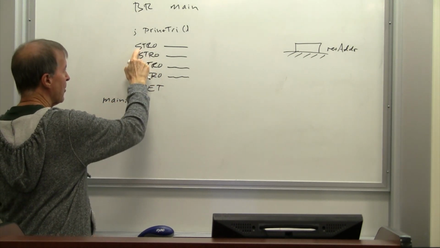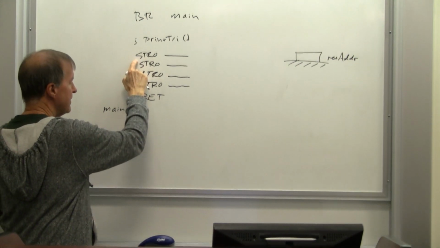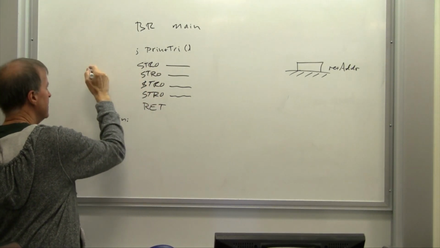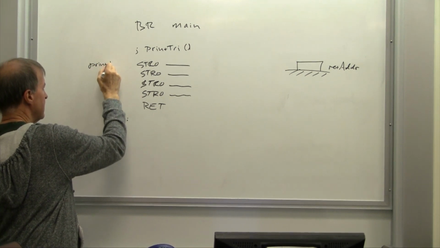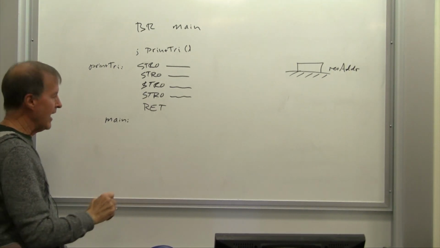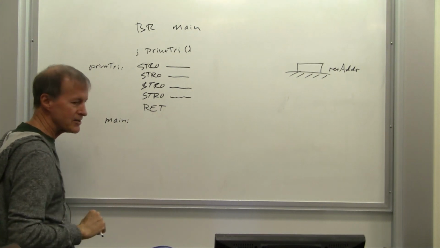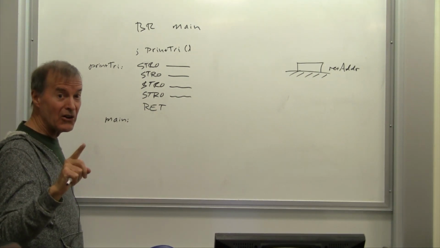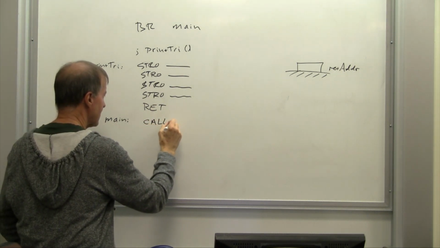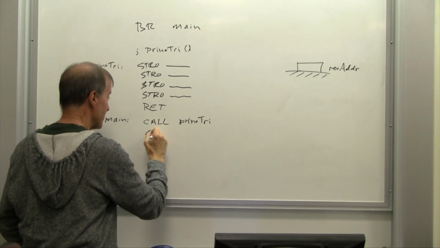Oh, and furthermore, we need a symbol of print try for the first statement in here. So this will be print try. Do you see how that's going to work? And then what will this main be? No, not branch. Now this will be call. See? So this will be call print try.